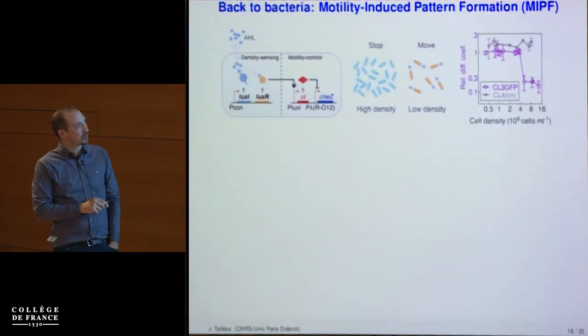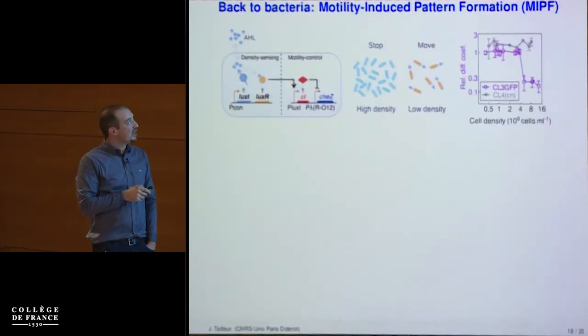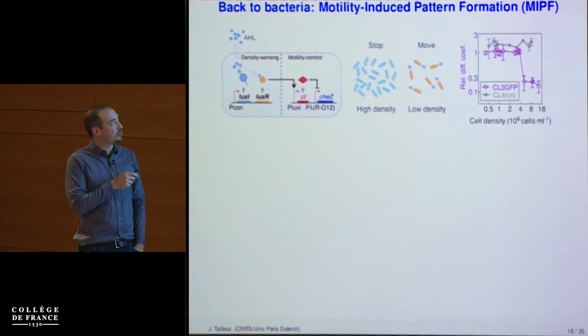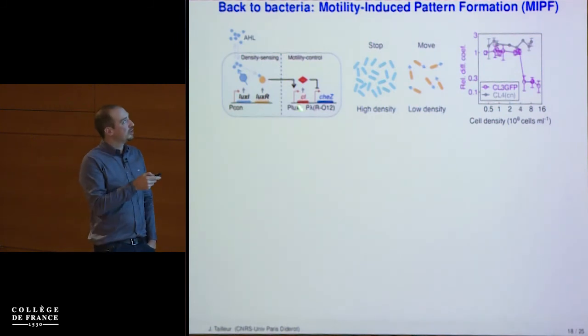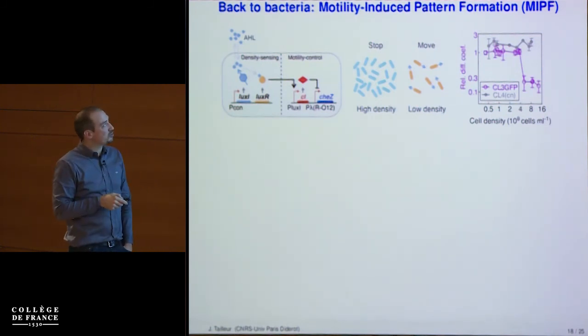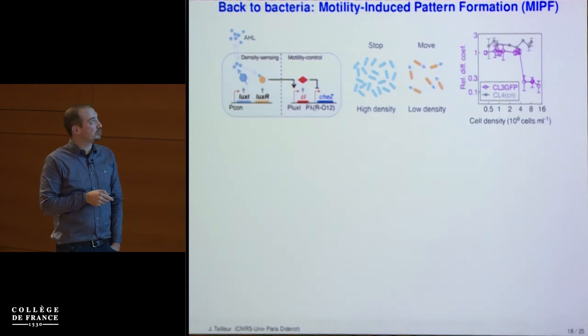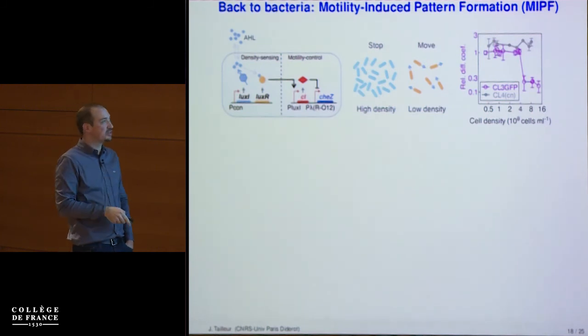OK, now I want to go back to my bacteria and tell you what happened in this system, which is a bit more interesting than the motility-induced phase separation. It's motility-induced pattern formation. So I have this synthetic biologist collaborator, Jen Dong Huang, at Hong Kong University, who has engineered these bacteria. They do exactly what we want: their motility decreases at high density.